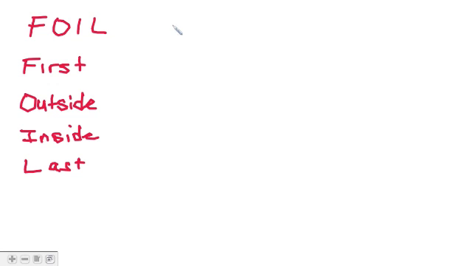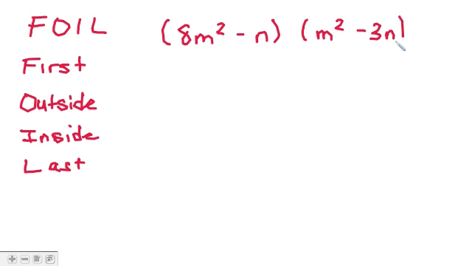All right, we have 8m squared minus n times m squared minus 3n. Here we go. Let's do our first numbers. First is going to be the first of each set, which is my 8 and my m squared. That's 8 times 1, which is going to get me 8. And remember, what do we do with the exponents? We add them. So what's 2 plus 2? m to the 4th. There's my first one.